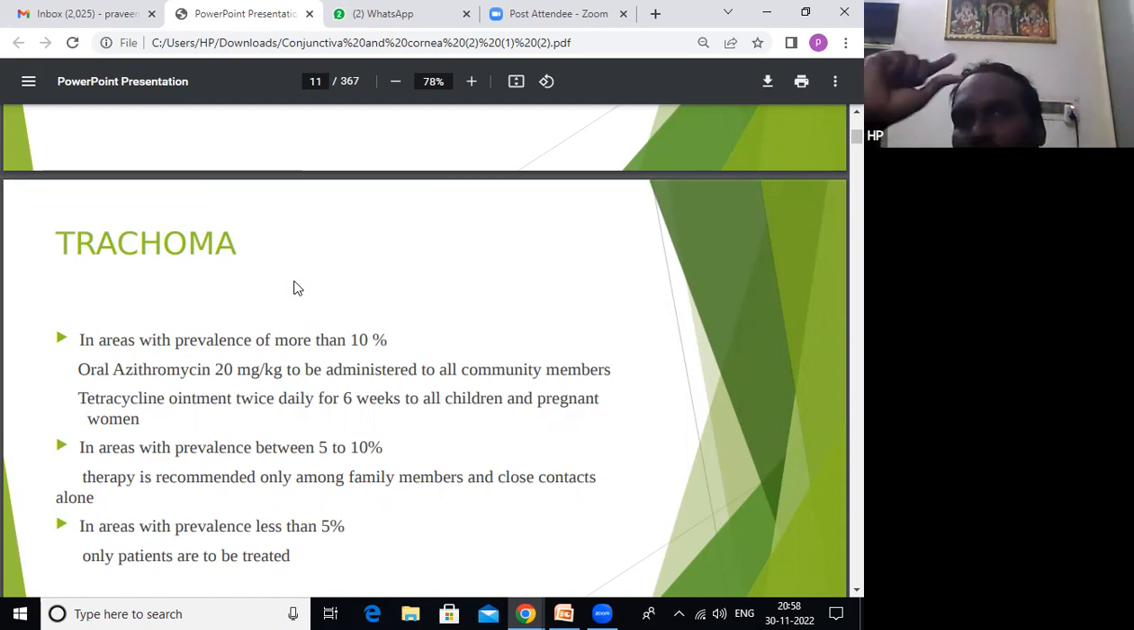So it is oral azithromycin. Then the question can be: is the prophylaxis for prevention of trachoma in areas with prevalence between 5 to 10% given to all the community members, or only among family members and close contacts, or only patients? Whenever the prevalence is between 5 to 10%, the therapy is recommended only among the family members and close contacts. Where the prevalence is less than 5%, only the patients are to be treated. So these 3 sentences are very important, and you have several MCQs on them.